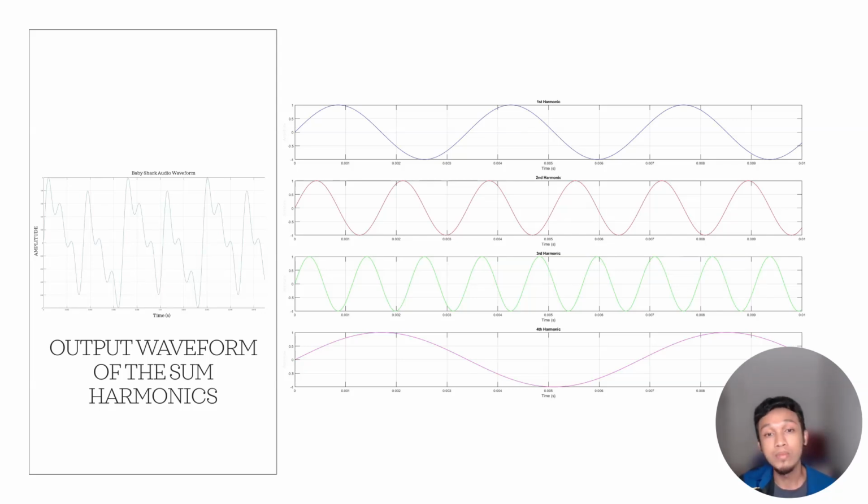This is the waveform of the full Baby Shark melody. As you can see clearly, the more complex shape resulting from combining multiple harmonics is a direct result of Fourier series synthesis. Here we generated the first four harmonics of musical notes. The first harmonic is the fundamental tone. The second and third harmonics are multiples of that base frequency. And the fourth harmonic gives us a lower tone layer. These harmonics are combined to create a richer, more musical sound.